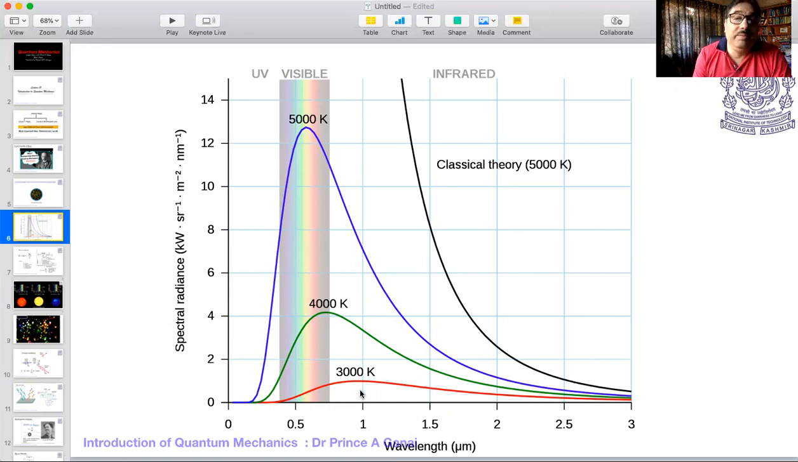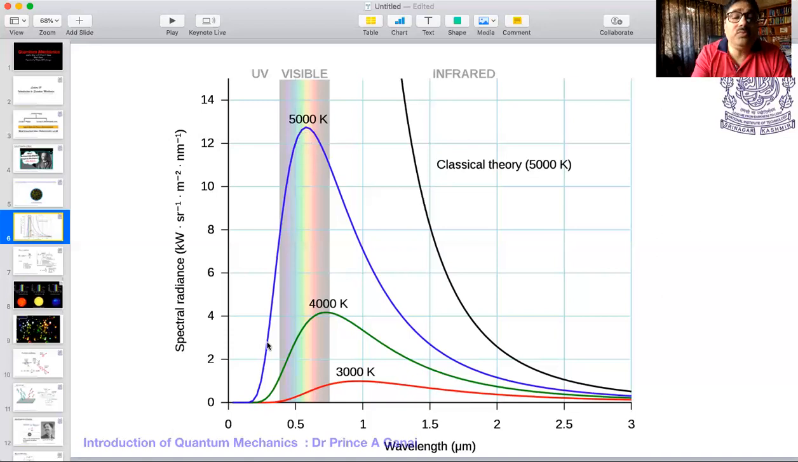But if the body is very hot, then it can emit even in the optical region. For example, a body at a temperature of around 5,000 Kelvin can emit most of its energy in the visible region. And since the surface temperature of the sun is about 6,000 Kelvin, most of the radiation that the sun emits lies in the visible region.